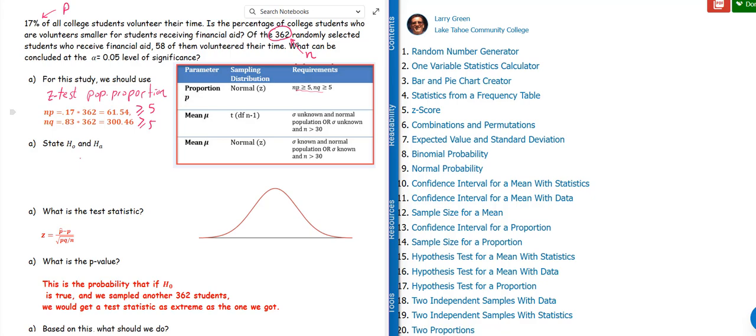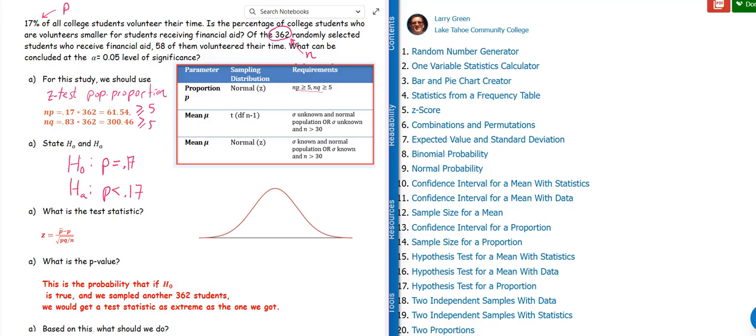All right, so now we're going to state H0 and HA. H0 will always have the equality in it. So in this case, H0 is P for proportion equals 0.17. The population proportion is 0.17. HA, the alternative hypothesis, the claim we're testing, is that that percentage is smaller for students receiving financial aid. So smaller is less than 0.17.